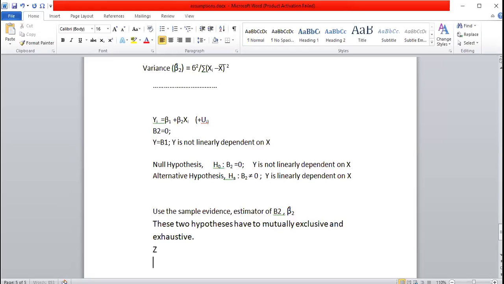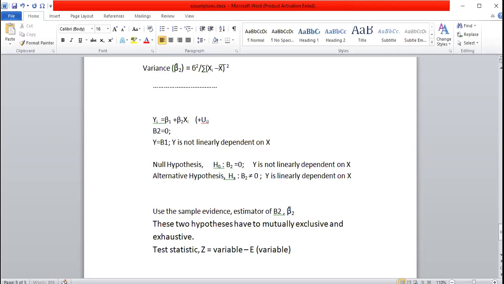Remember Z? Test statistic. I'll try to do Z, and if Z is not possible, another test statistic. What is a Z? Here in our context, it is the variable minus the mean, divided by the standard deviation of the variable. Remember that? Variable, yes, minus expected value of the variable.